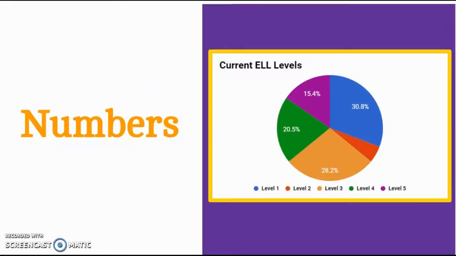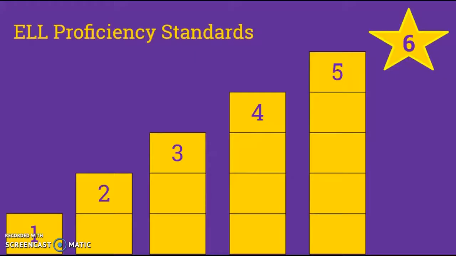I show them my current numbers. Here's a breakdown of all the levels I serve. I remind them of the proficiency standards and what levels each of my students are at. If I have a low number on my caseload or I'm presenting to a few teachers or grade level teams, I sometimes place the students' pictures all along these levels to show where they fall. It helps teachers visually see where each student lies.